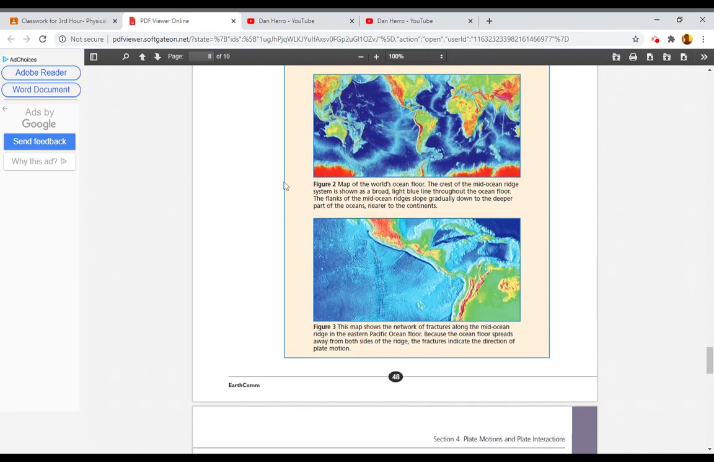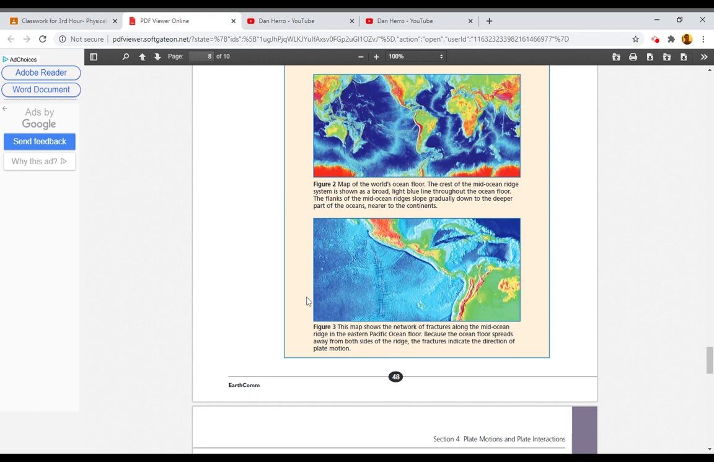Figure 2 is a map of the world's ocean floor. The crest of the mid-ocean ridge system is shown as a broad light blue line throughout the ocean floor. Here's another one. The flanks of the mid-ocean ridges slope gradually down to the deeper parts of the oceans near the continents. Okay, so they're saying the dark blue is the deeper part, and the light blue is the mid-ocean ridge. And there's several of them.